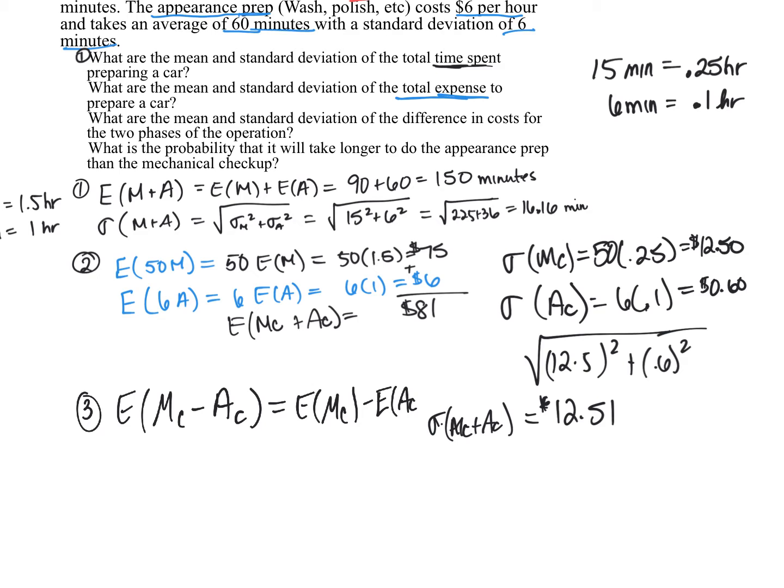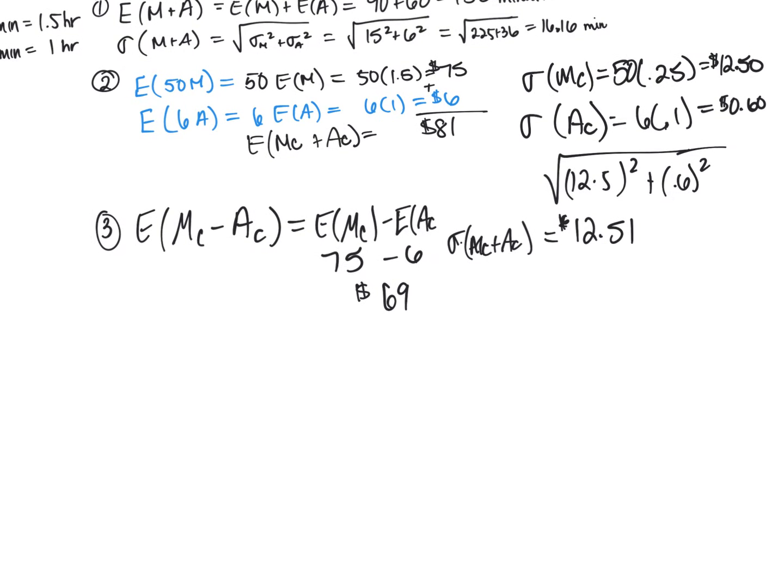So that's 81. Wait, no, sorry. 75 minus 6, which is $69. And the standard deviation is the same.